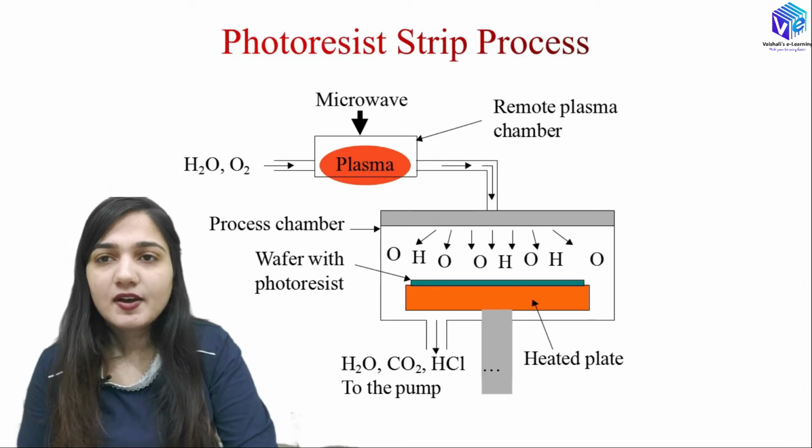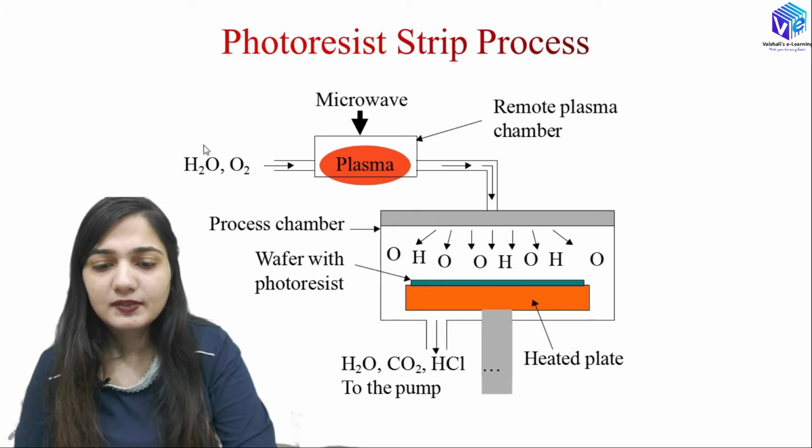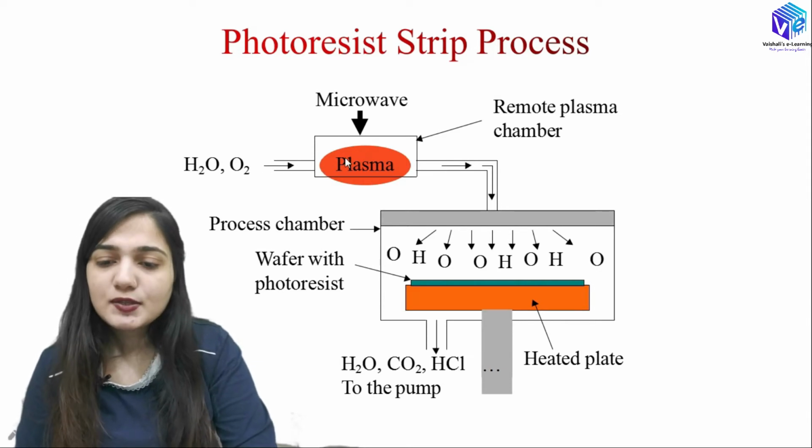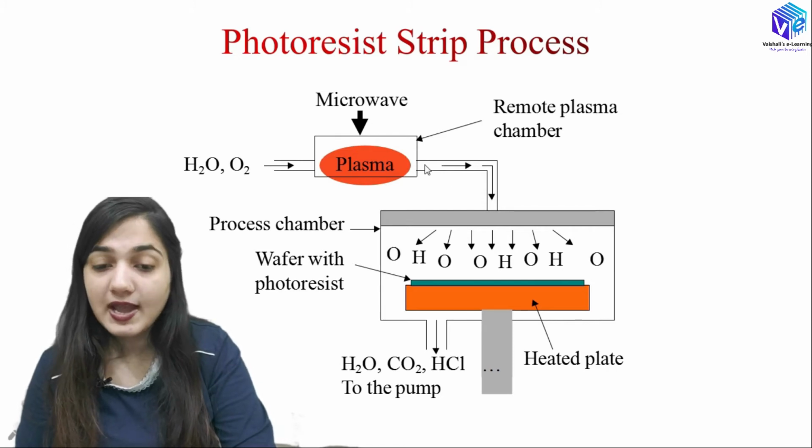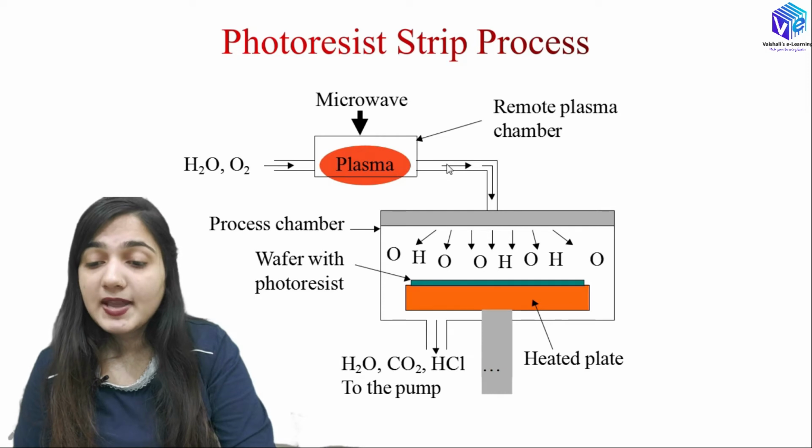So now this is the full process. Here we are using H2O and O2 gas as the source gases which go into the plasma. The plasma gives some energy with the help of microwaves to these gases, and these make the free radicals of hydrogen and oxygen.